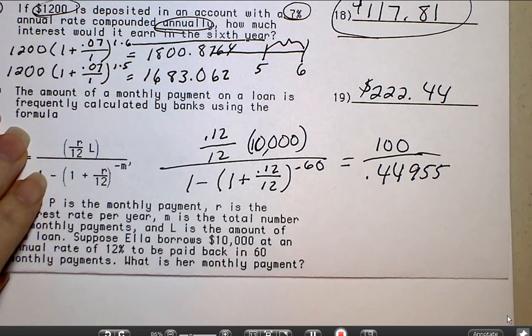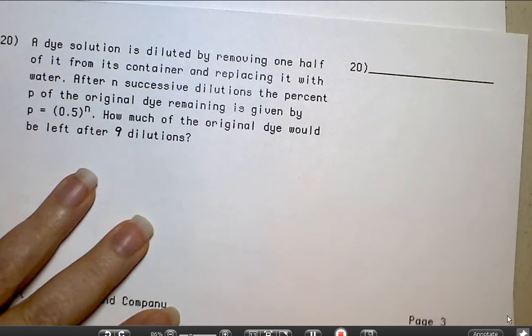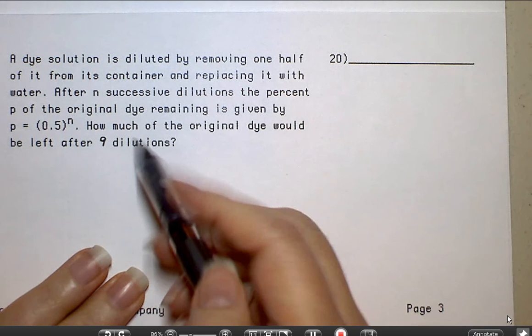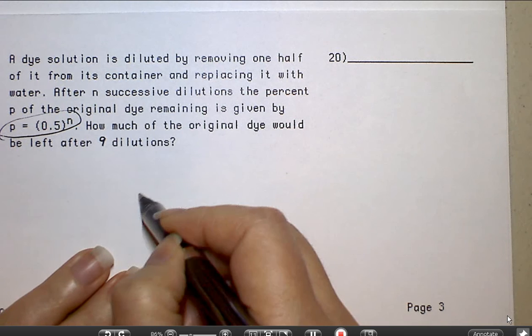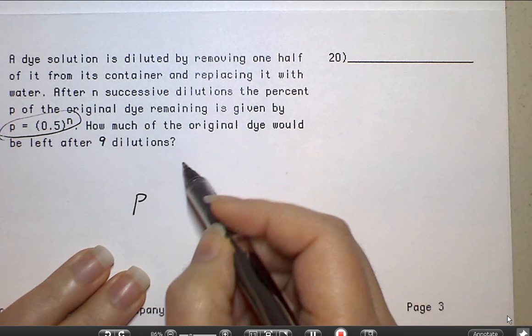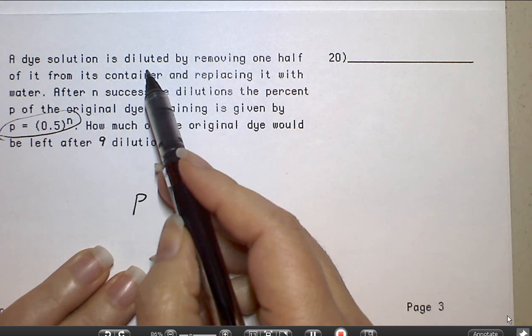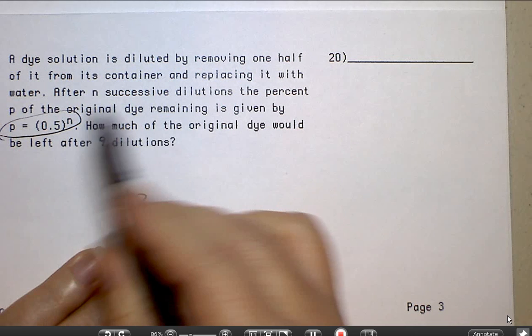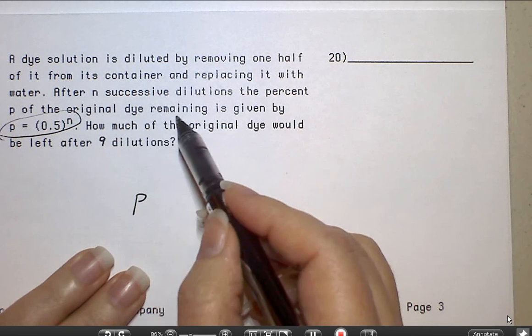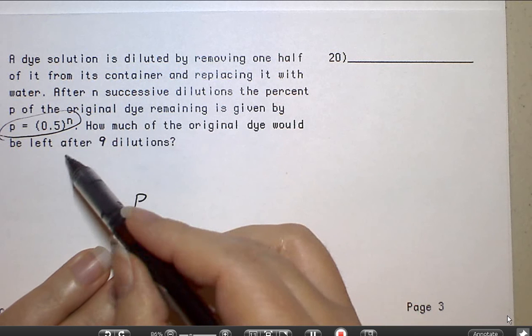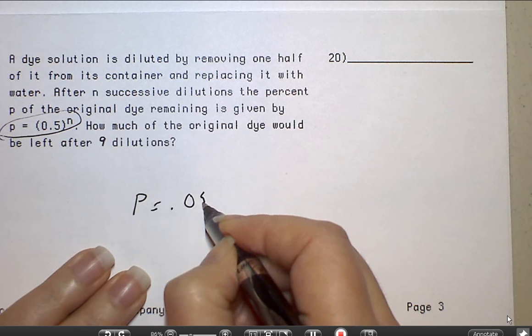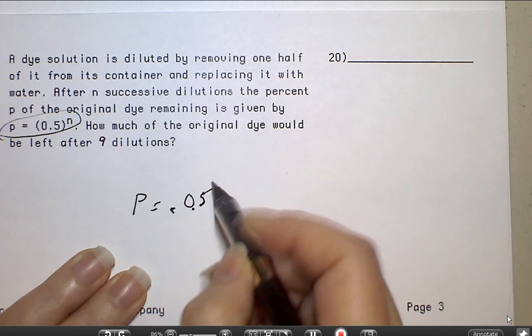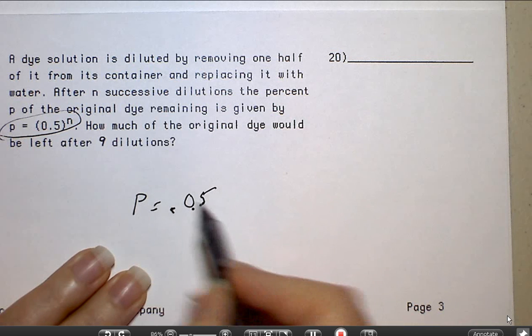Alright, last problem, number 20. Number 20 says that the dye solution is given by this, where P is the percentage of the original remaining and N is the number of dilutions. So I'm going to simply put in my 9 for N. So I have 0.5 raised to the 9.